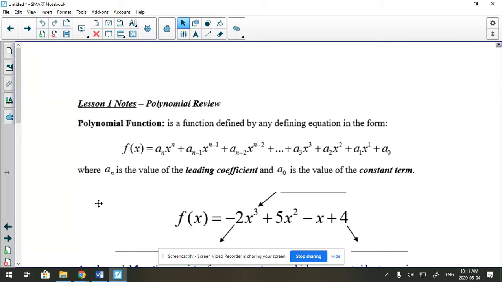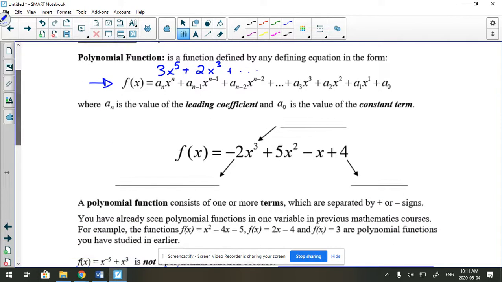Okay, so first we're going to talk about polynomial functions for the first couple lessons, and then we'll get into sinusoidal ones at a later time. So first of all, what is a polynomial function? It's a function defined by any defining equation in this form. So this looks like a kind of complex way of writing it, but basically you have some number and x raised to some exponent, etc.